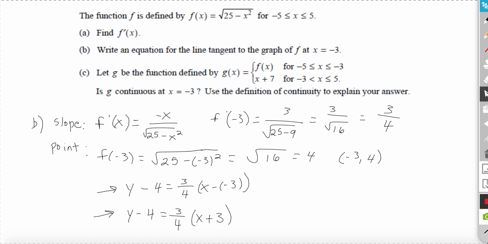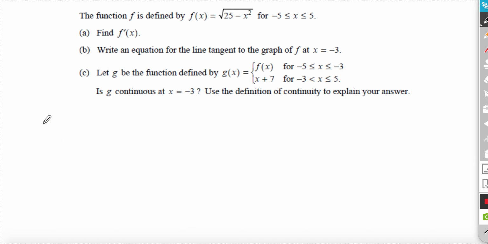And next, let's take a look at part C. All right, let G be the function defined by this piecewise function right here, which seems to have an interesting thing that will happen at whatever negative 3 is. Is G continuous at x equals negative 3? Use the definition of continuity to explain your answer.